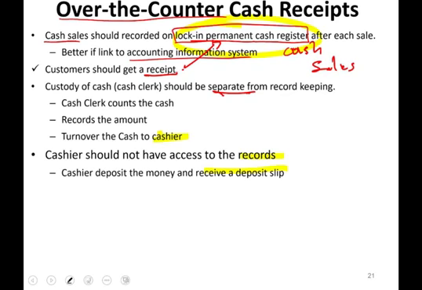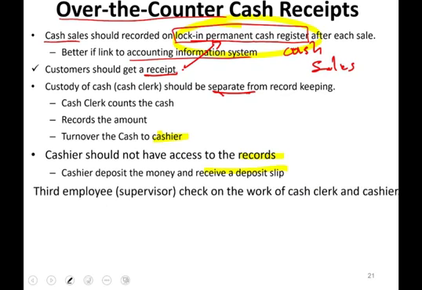Now, this process is good, but you need a third employee, usually a supervisor, to check the work of both the clerk and the cashier, and compare the amount from the sales register to the amount that's deposited. And this way, usually no one can steal the money unless you have collusion between those individuals to steal money from the company. So this is one way to control cash over the counter.